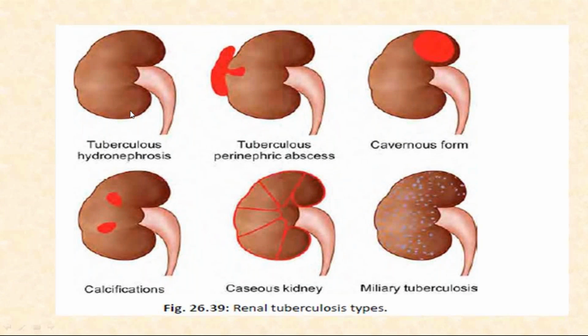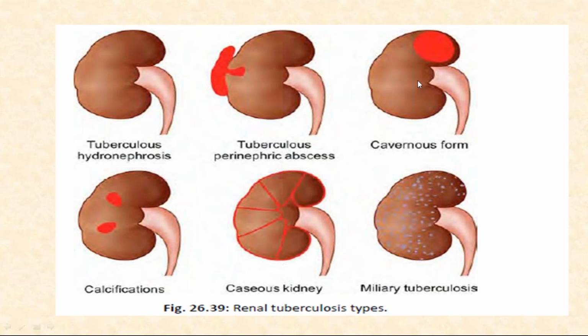So you see, these are the various pathological conditions of tuberculosis. Tuberculous hydronephrosis: because of ureteric stricture, the kidney has been enlarged. In the advanced stage, tuberculosis may go from the cortex to the periphery of the kidney. That is called perinephric abscess.